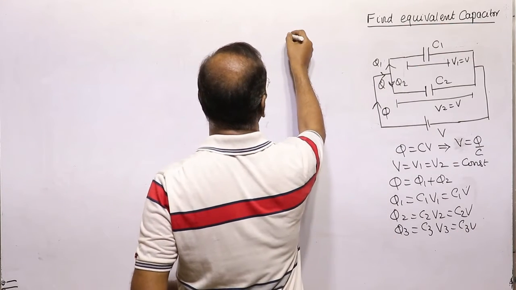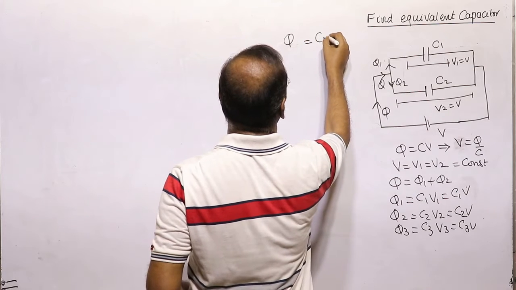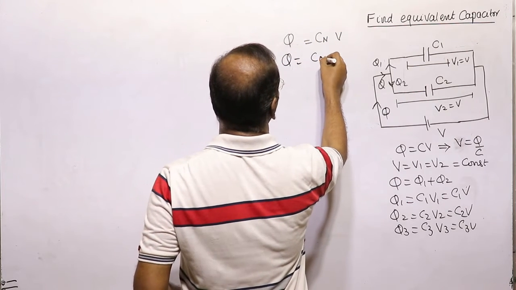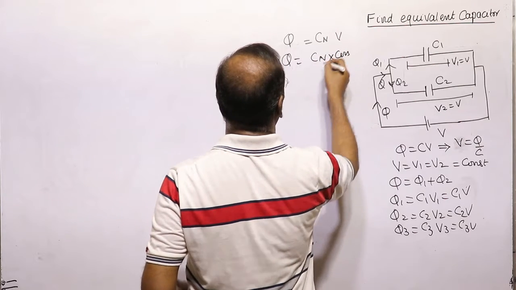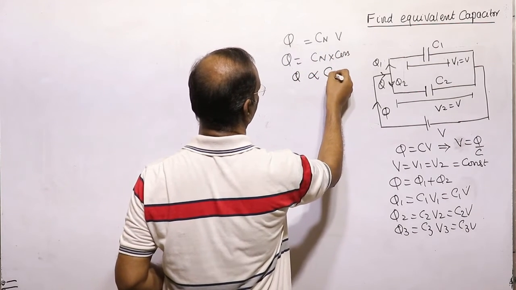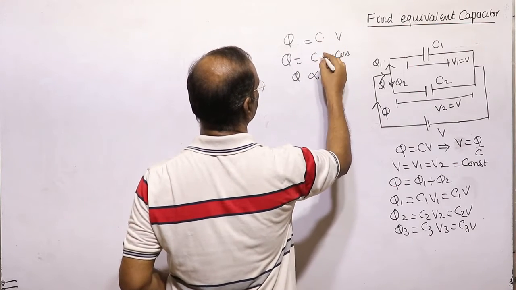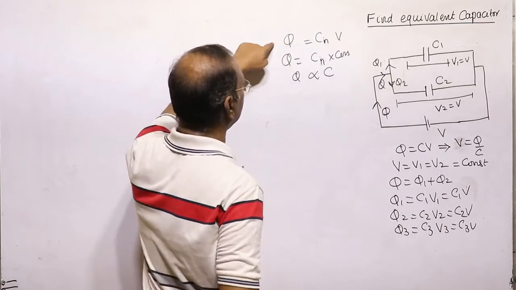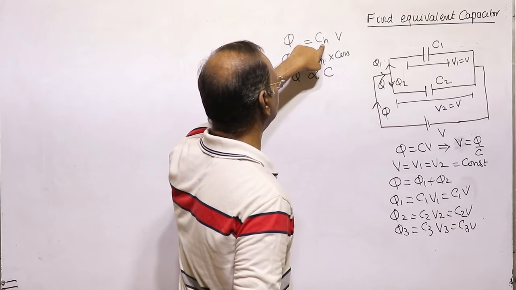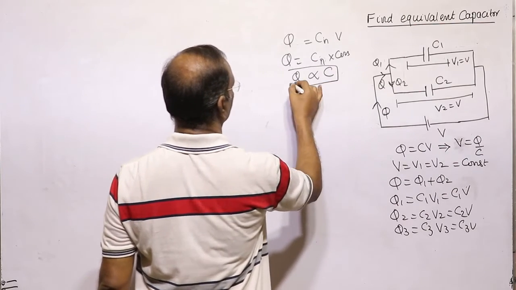Let us take an example. In general we can write Q is equal to Cn into V, or Q is equal to Cn into a constant, so Q is directly proportional to the capacitance. The charge in the nth capacitor is equal to the capacitance of the nth capacitor into V. So Q is directly proportional to C.